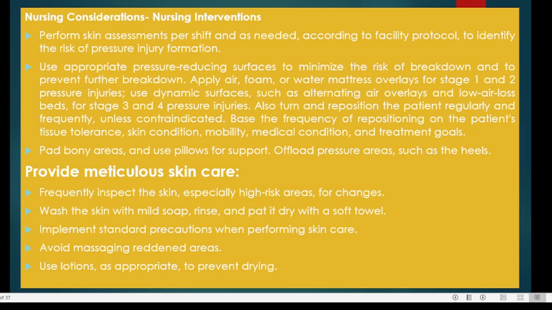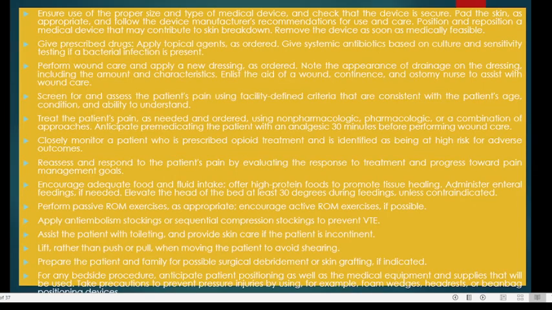You need to provide meticulous skin care. Frequently inspect the skin, especially high risk areas, for changes. Wash the skin with mild soap, rinse, and pat it dry with a soft towel. You implement standard precautions when performing skin care. We need to avoid massaging the reddened areas. Use lotions as appropriate to prevent drying. We will not want drying of the legs because this is likely to result in pressure injuries.